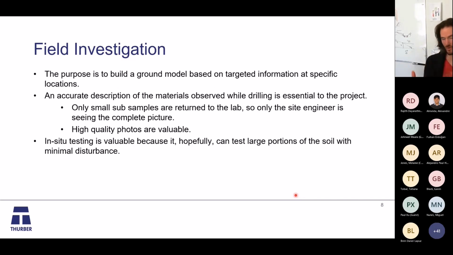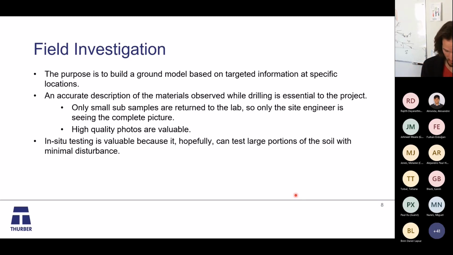So then we're going to go and do a field investigation. So we've got this idea of what we think is there. We've taken that idea and now we're going to plan our investigation. And we're going to plan it depending on the complexity of what we're trying to do and the complexity of the geology. So the purpose here is to build a ground model based on targeted information at specific locations.